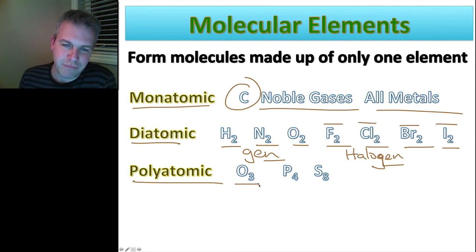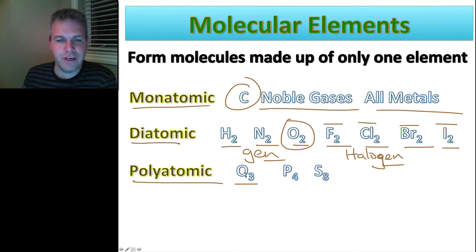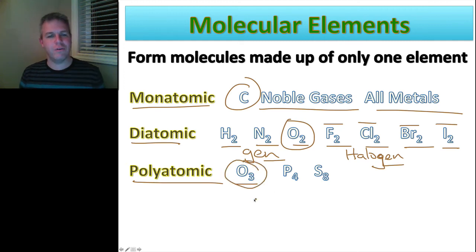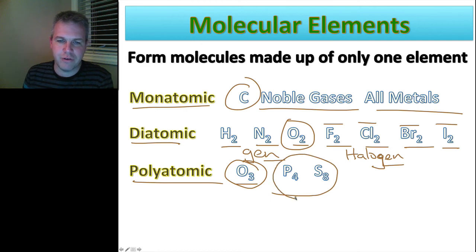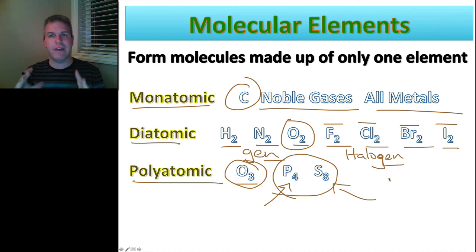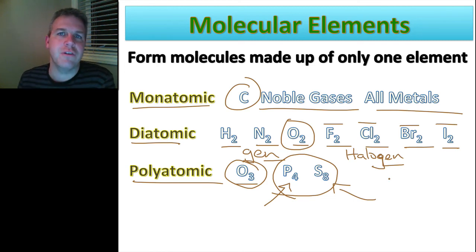Polyatomics. Now I know that I had oxygen over here. Well, this is ozone, and don't get too hung up on that. These are the two that we pay particularly close attention to. Phosphorus always exists in 4s, and sulfur will make rings, or rings of 8. So these are our molecular elements.